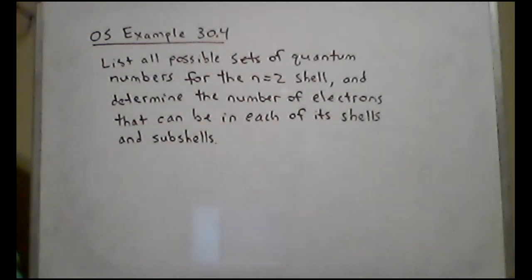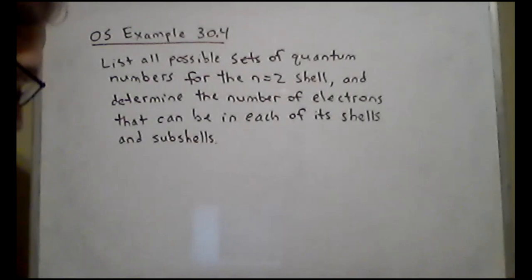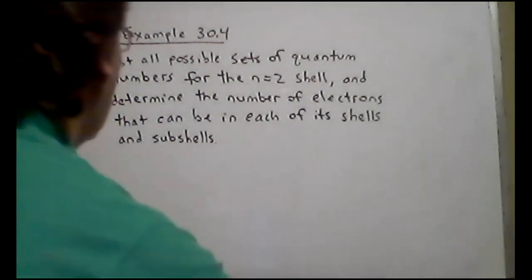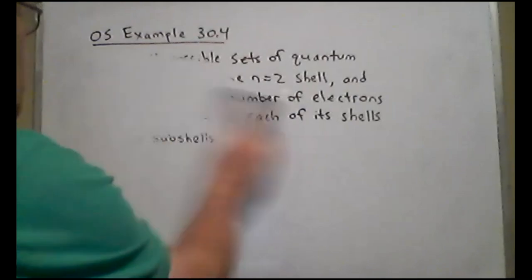Okay, so here we go. List all possible sets of quantum numbers for the N equals 2 shell and determine the number of electrons that can be in each of its shells and subshells. Okay, so I need real estate here. All right, so we're told that N equals 2.